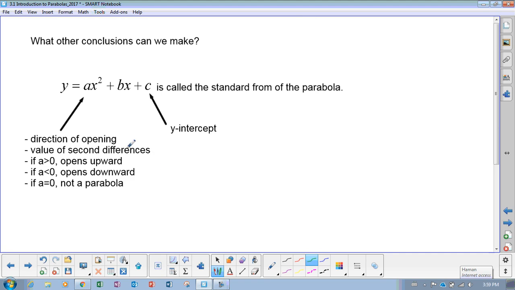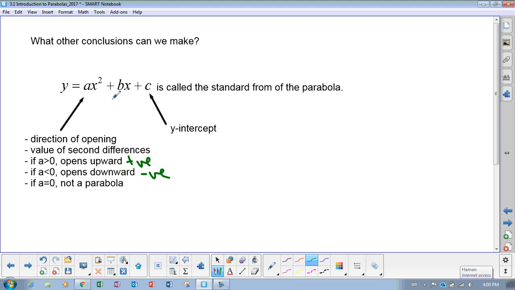So what conclusions can we make? This is called a standard form. We are going to look at 2 other forms of the equation of a quadratic, but this one here is specifically called the standard, which is what we were working with today. This a value, so the number in front of the x squared, that's always going to tell us if it's going to be opening upwards or downwards. So if it's positive, it opens upwards. If it's negative, it opens downwards.